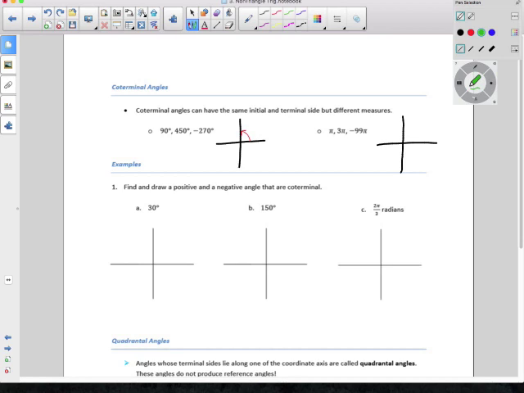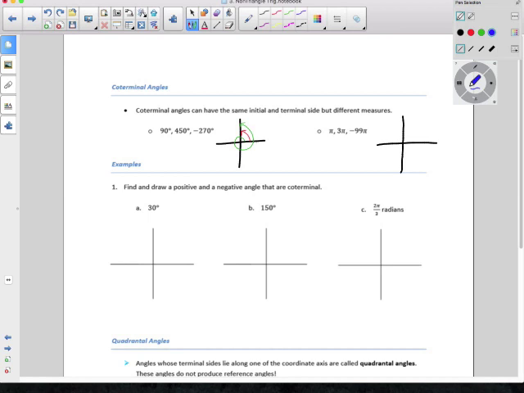I can go 450 degrees. So that's going to be 360 and then an extra 90. So see, I started at the same place, the positive x value, and then I ended at the same line, the positive y value. Same exact thing happens if I do negative 270.